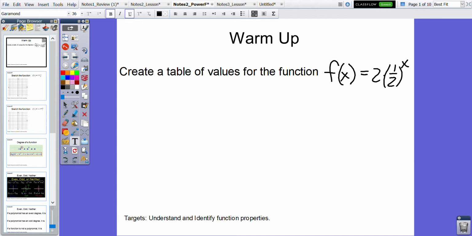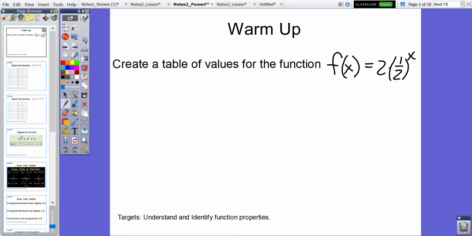Let's get started with our warm-up, which is to create a table of values for the function f of x equals 2 times 1/2 raised to the x power, where x is any real number. As a quick review, we put a little table here with x and f of x, just like x and y, but we use f of x because this is function notation. Because our input variable is an exponent, this is what we would call an exponential function.